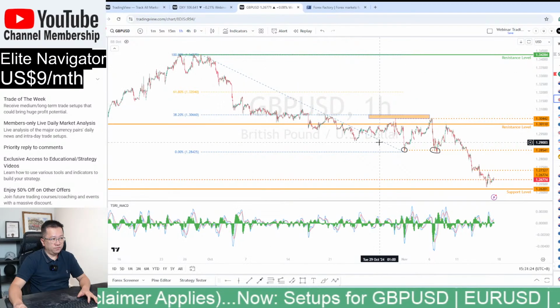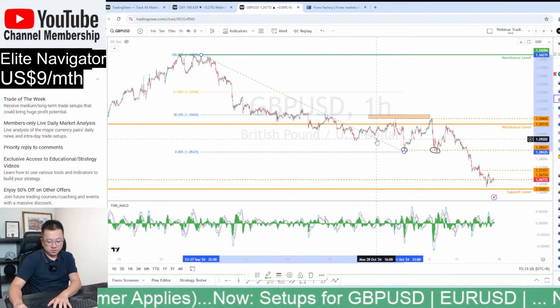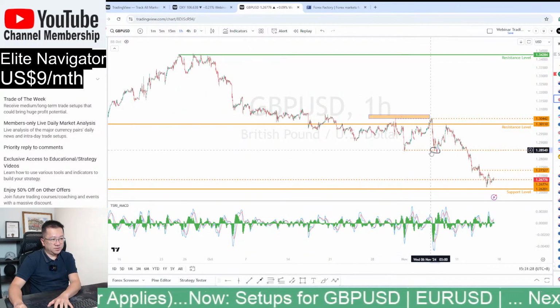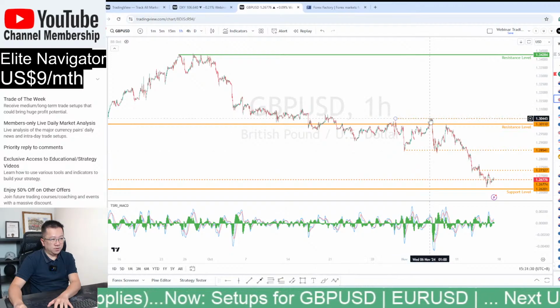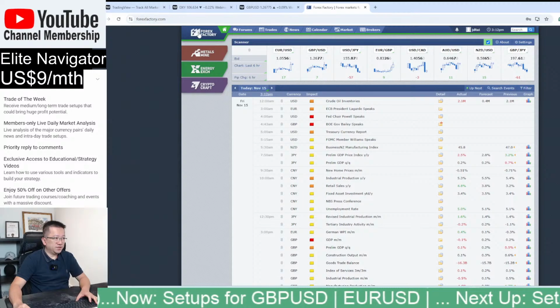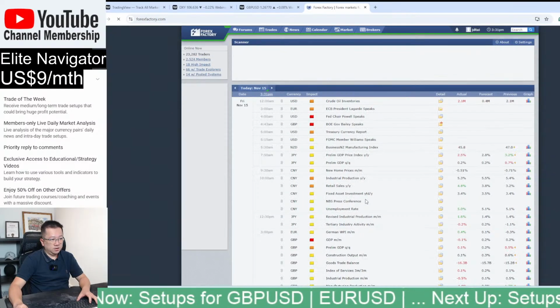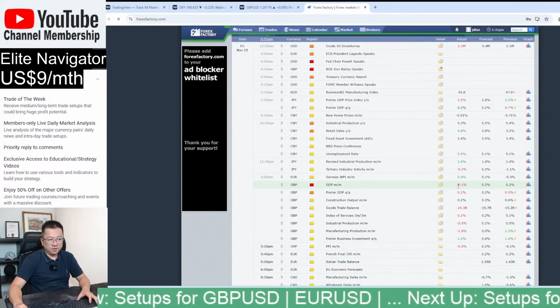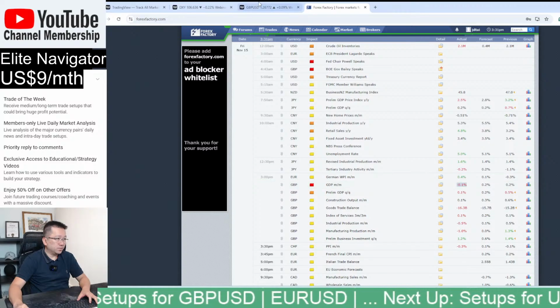Now at this point, that whole move, I don't need all that for now. Right now at this point here on the pound dollar, remember, we've just seen the GDP number that came out at minus 0.1%.